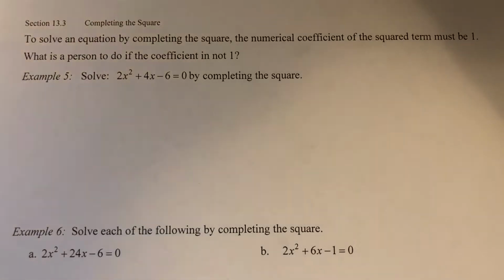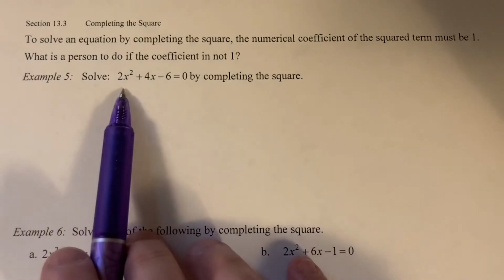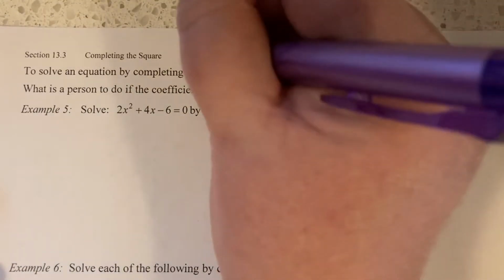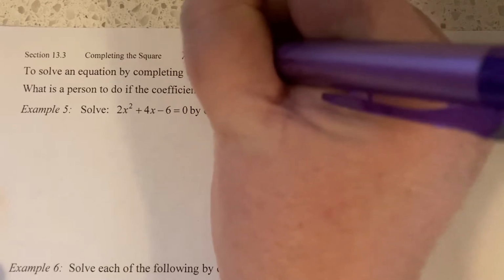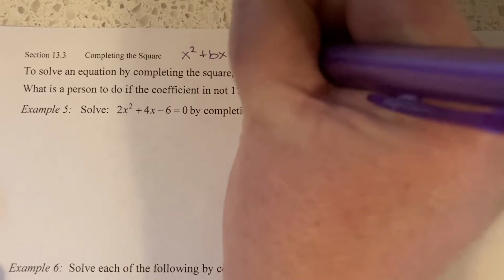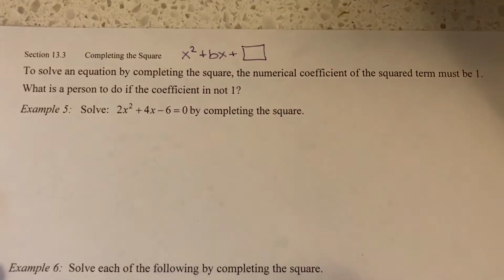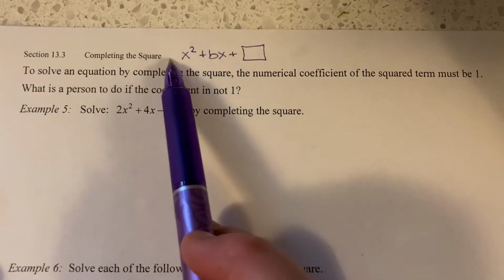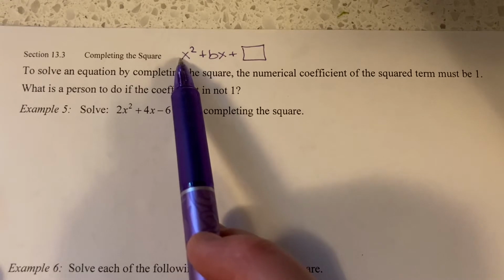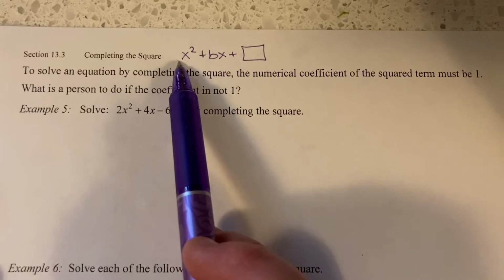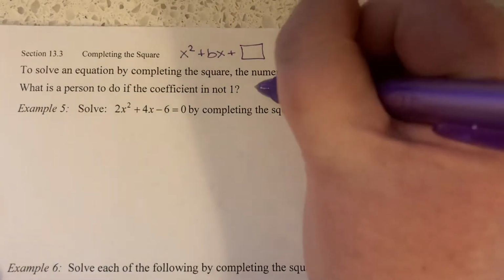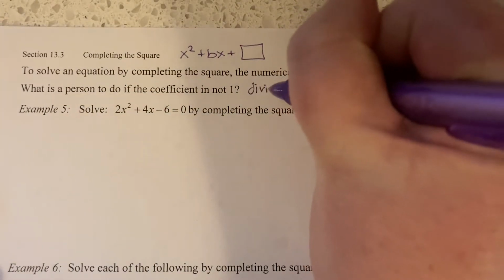Let's see some examples where we have a leading coefficient. Previously, we were just completing the square where it was x squared plus bx plus, and then we figured out what to fill in there. Well, if there's a leading coefficient where a is not just 1, what we're going to do is divide both sides.